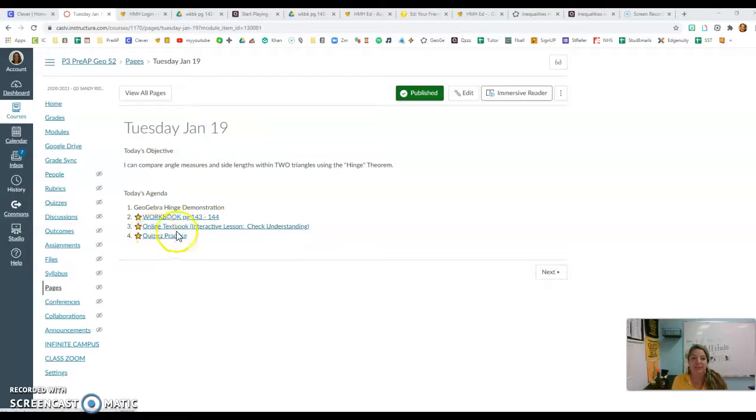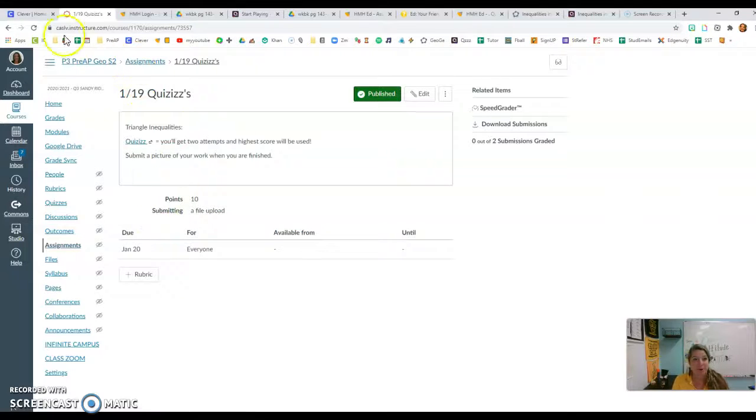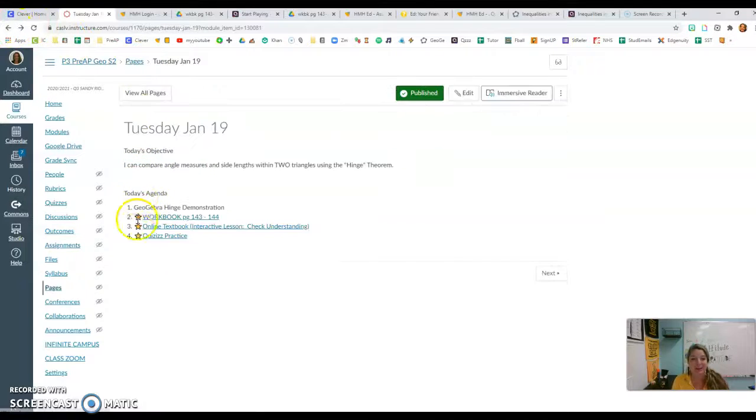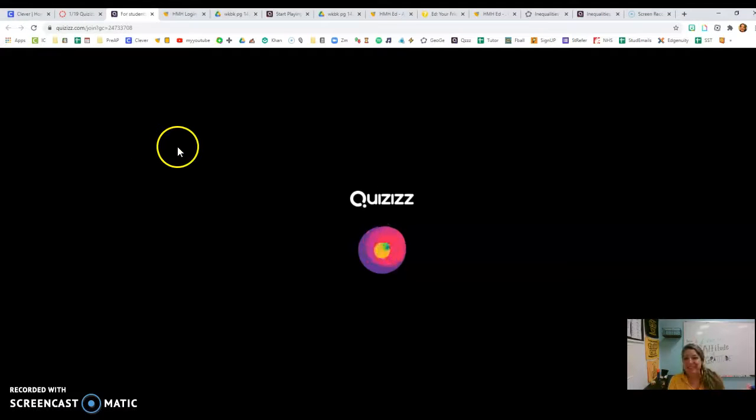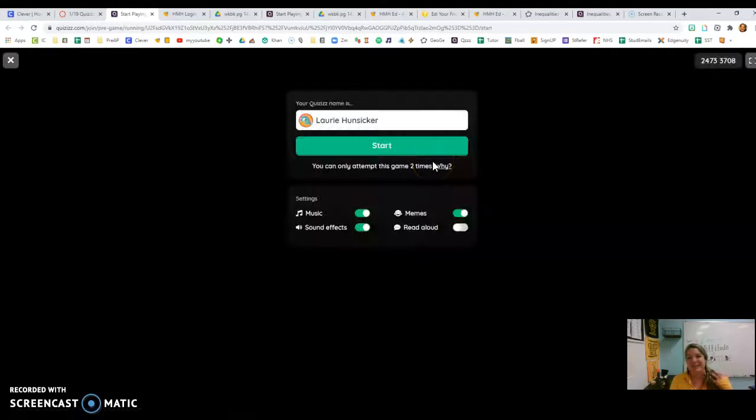But the last little detail is there is a quizzes practice. Remember, anything with a star is an actual graded assignment. So if you click where it says quizzes practice, there is a link for a quizzes code. It will take you directly there. You can just hit start and practice, practice, practice. Okay?